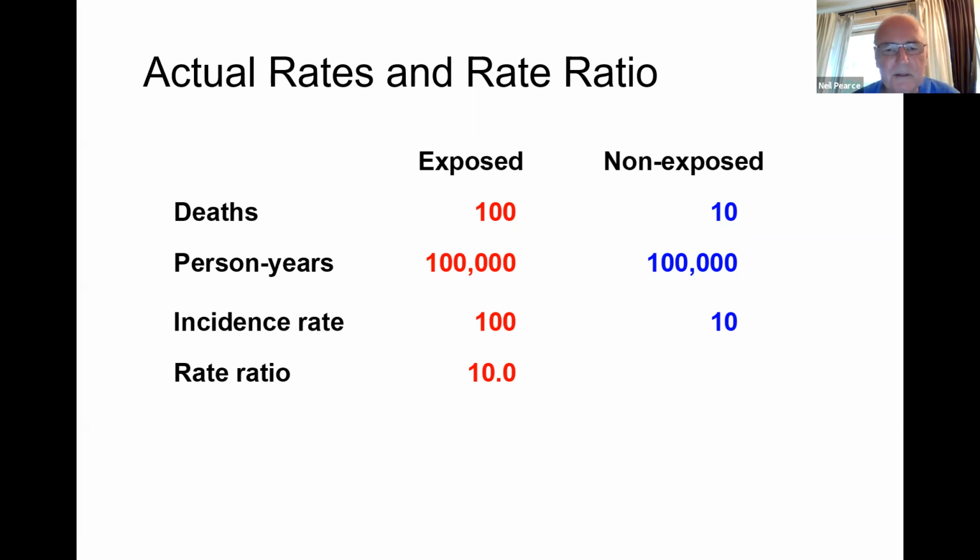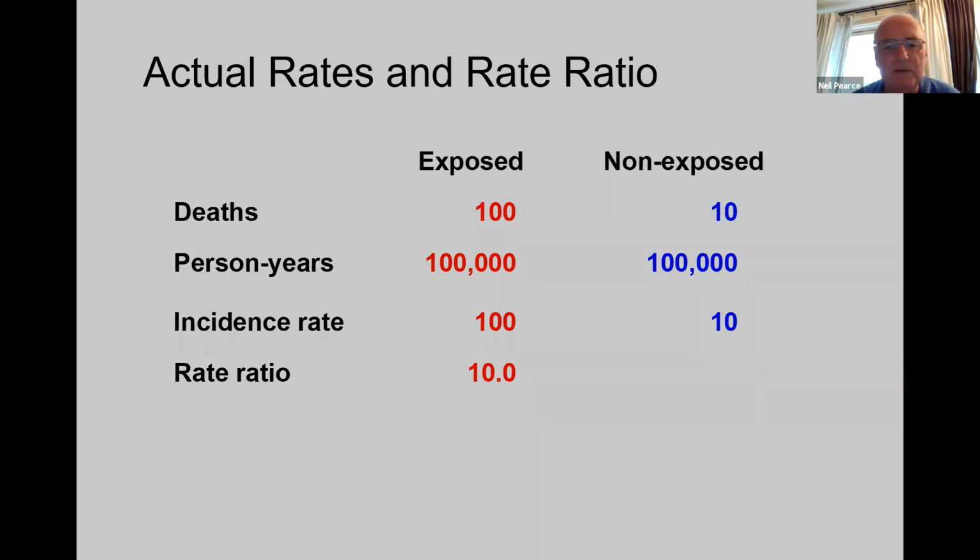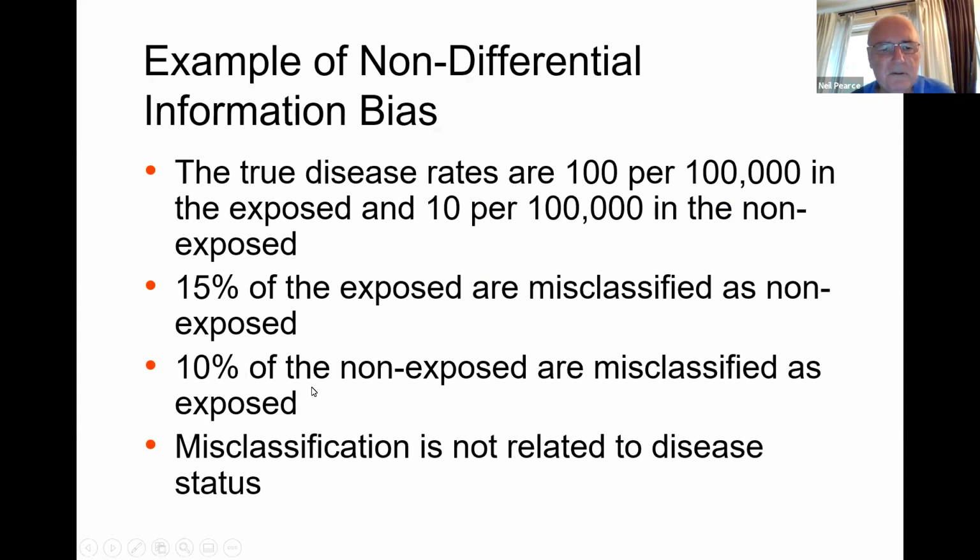But of course, we're never going to have perfect data, so we're going to misclassify some people. Let's assume that 15% of the exposed are actually misclassified as non-exposed. So they're really exposed, but we get it wrong. We think they're in the non-exposed group. And then in the non-exposed group, let's say 10% of them are wrongly classified as exposed. You can see these are quite low rates of misclassification. We're probably better than we would get in most occupational studies. And I also assume that misclassification is not related to disease status, so it's non-differential.